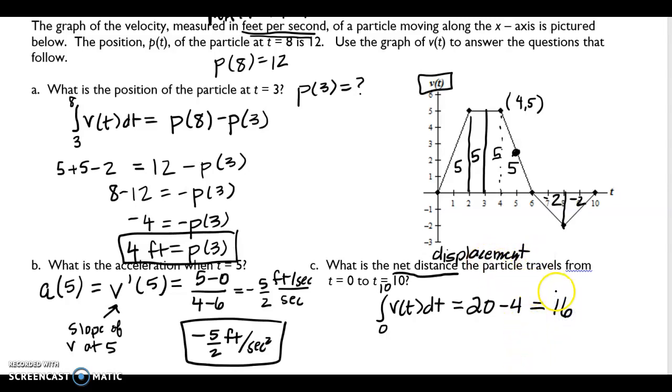And because this is in regards to position, or because I'm taking the antiderivative of velocity, these units will just be feet. Remember that velocity was feet per second, and so then I take off the per second when I am finding that antiderivative.